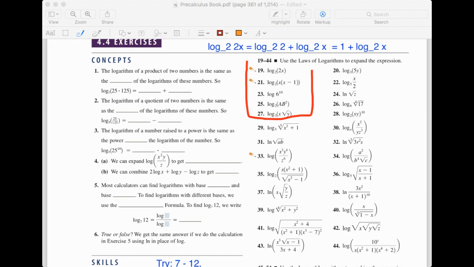Okay, so it's like we only have to expand it. We don't have to solve it basically, right? We cannot solve. Okay. So let me see.